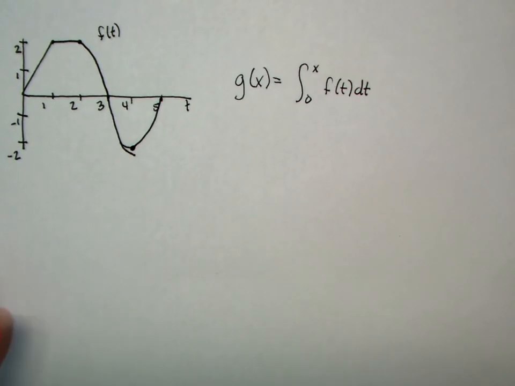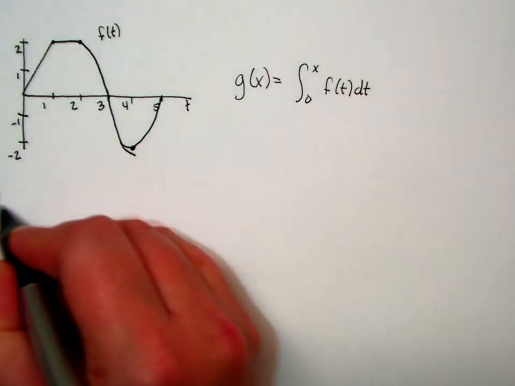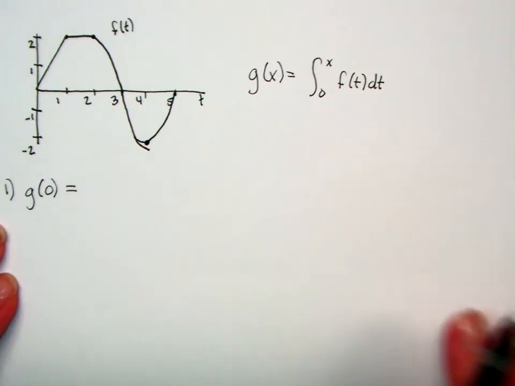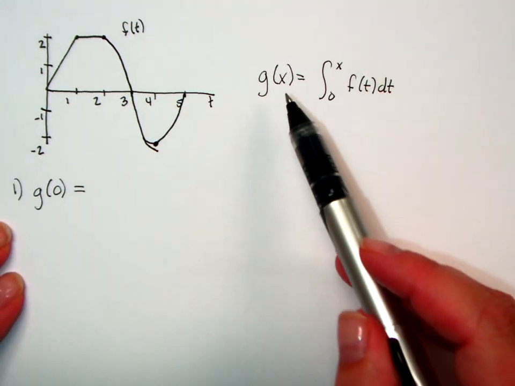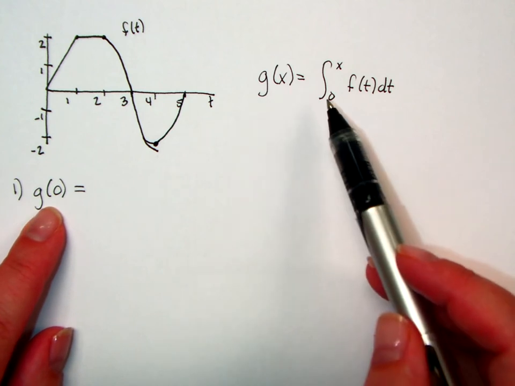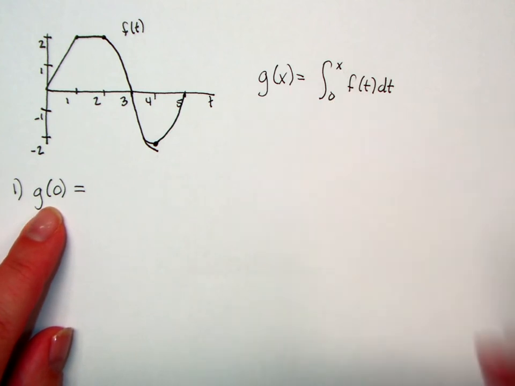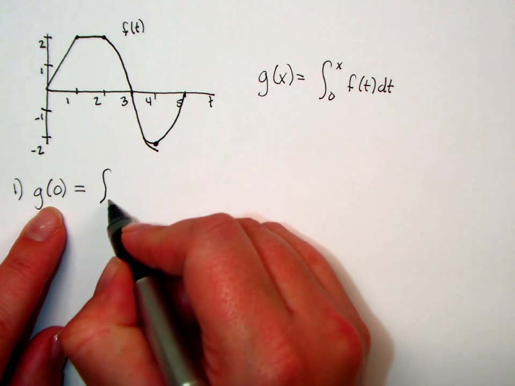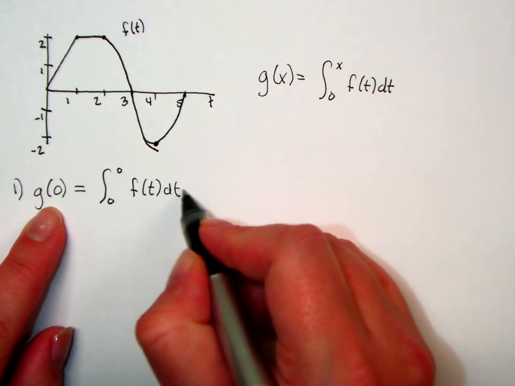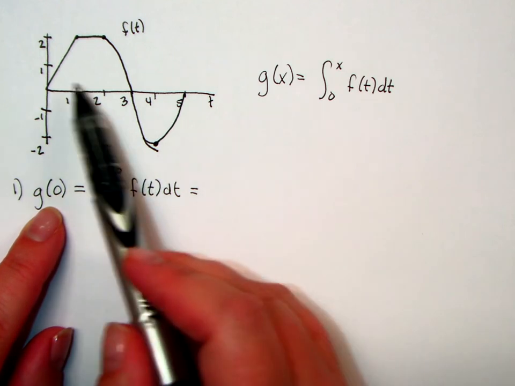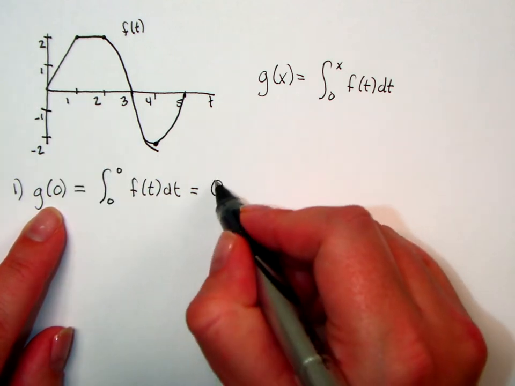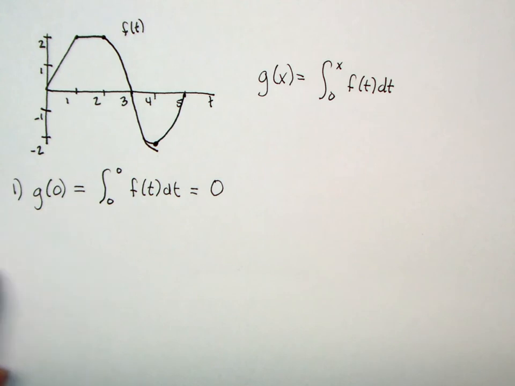So if they asked us, part 1, calculate g of 0. Just like in function notation, we're replacing the x with 0. So we're looking at the integral from 0 to 0 now. From 0 to 0, there is no area there. We're not moving, so this area is simply 0.